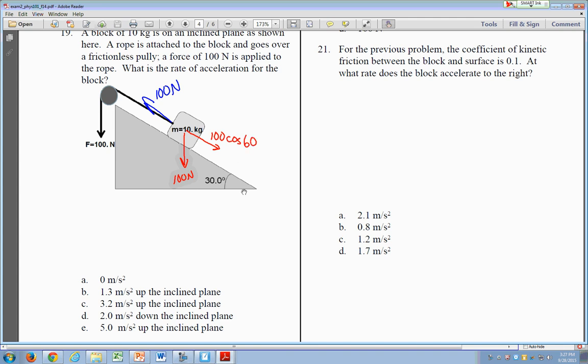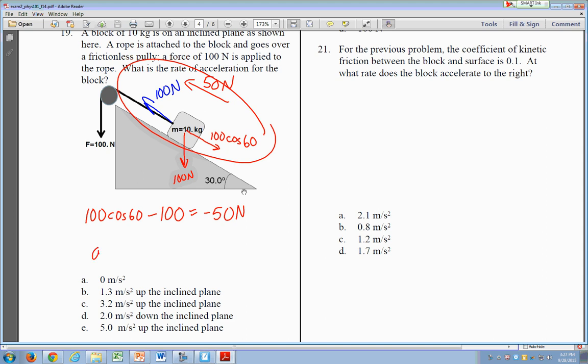All right, so again, not going through all that business like we've been doing, but I can just look at these two forces because those are the only forces that are in the x direction. And I can say, well, 100 cosine 60 minus 100 is, what's that, negative 50 newtons. That means I have a net force of 50 newtons in this direction. And so the answer then, A is F over M, 50 newtons over 10 kilograms. It should be E. Is that the right answer, right?